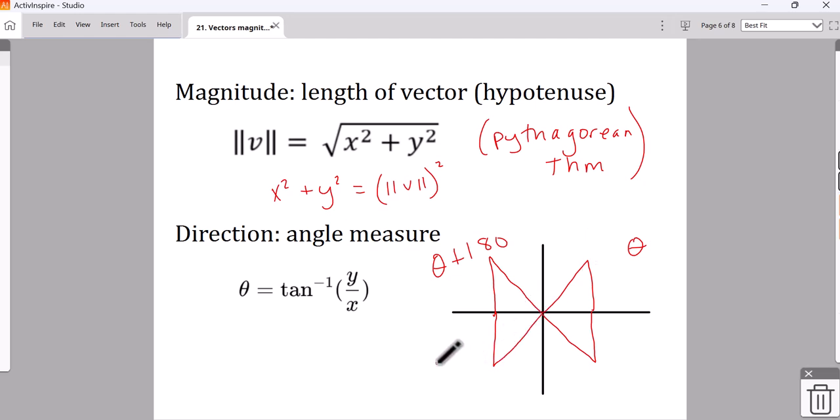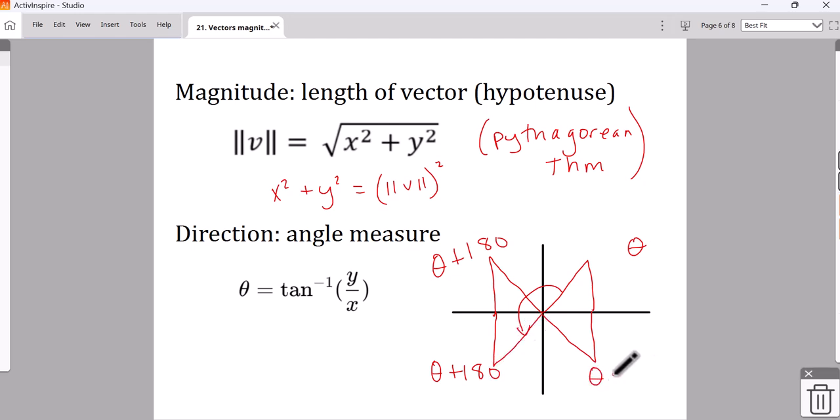In quadrant 3, we're going to take that angle measure and we're going to add 180 because we need to take this one and add 180. The calculator is going to give you a positive angle measure between 0 and 90, and you need to add 180 over here to get there.